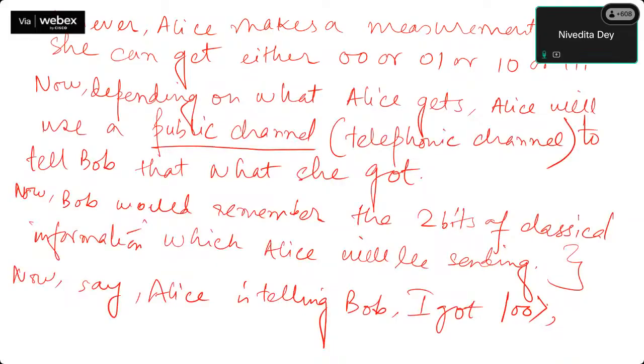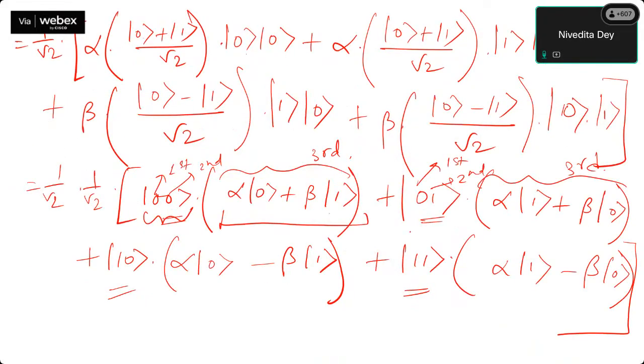Now say the second case where Alice has sent 01 to Bob. That means Bob has received alpha 1 plus beta 0. But what Bob is supposed to receive is alpha 0 plus beta 1. That is, I must apply an X gate on both of the pure states in order to get the desired outcome.